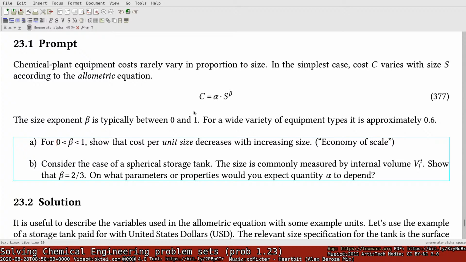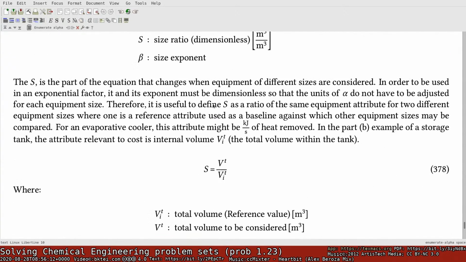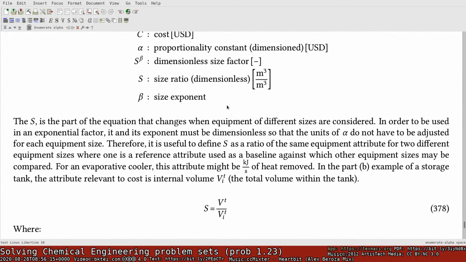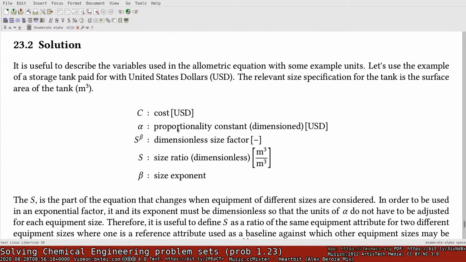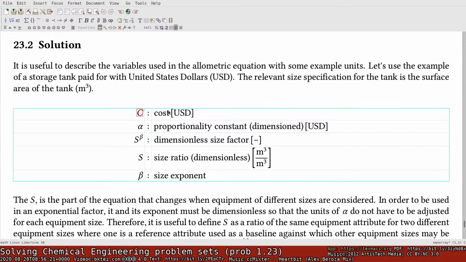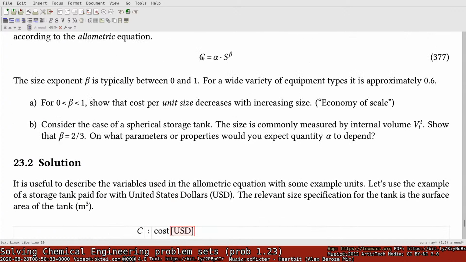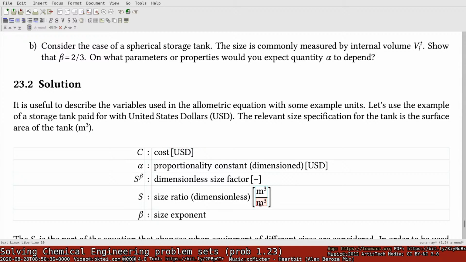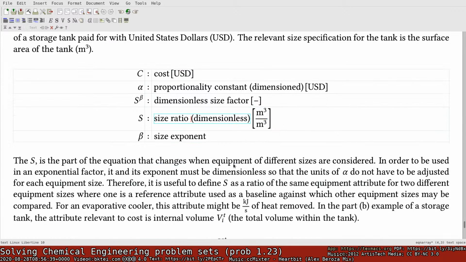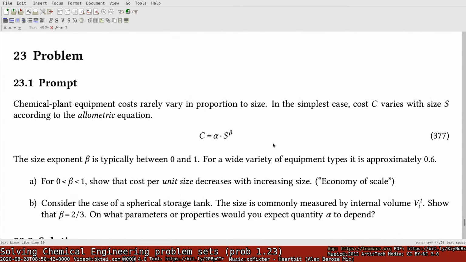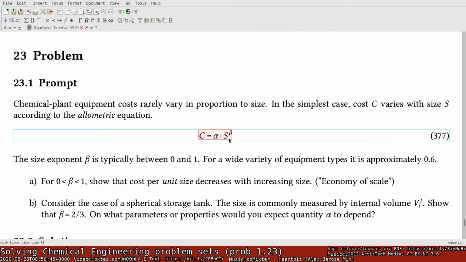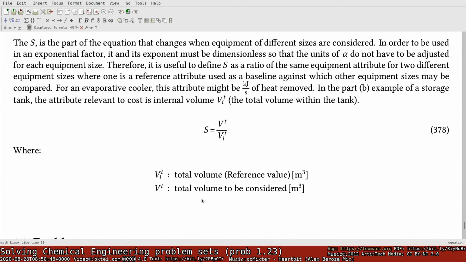Okay, so to get cost per unit size, cost is in dollars, and we want to introduce dollars per cubic meter as a concept. So to do that, we need to get units out of the right side of the equation into the left. And so doing the size ratio allows us to do that. So let's rewrite this equation with a new definition for S.